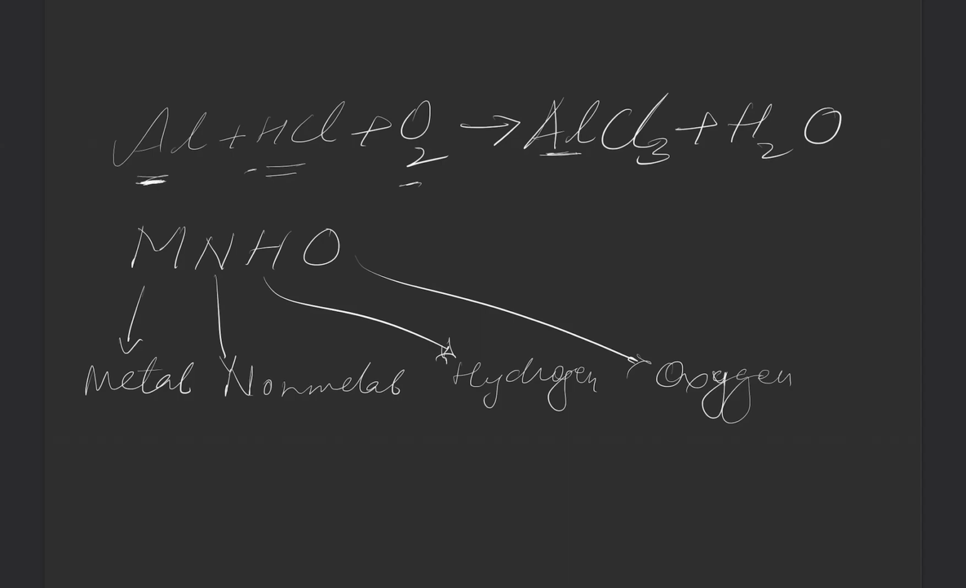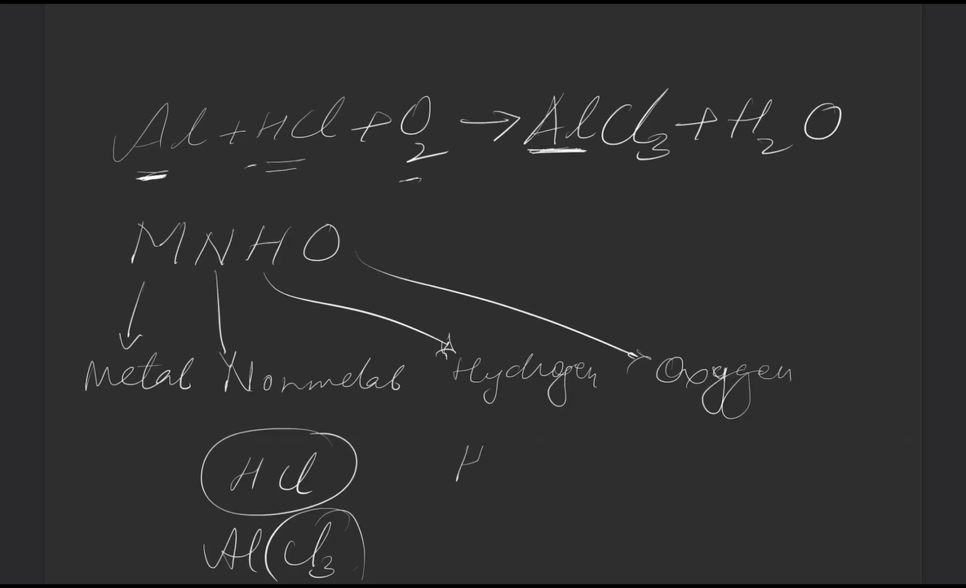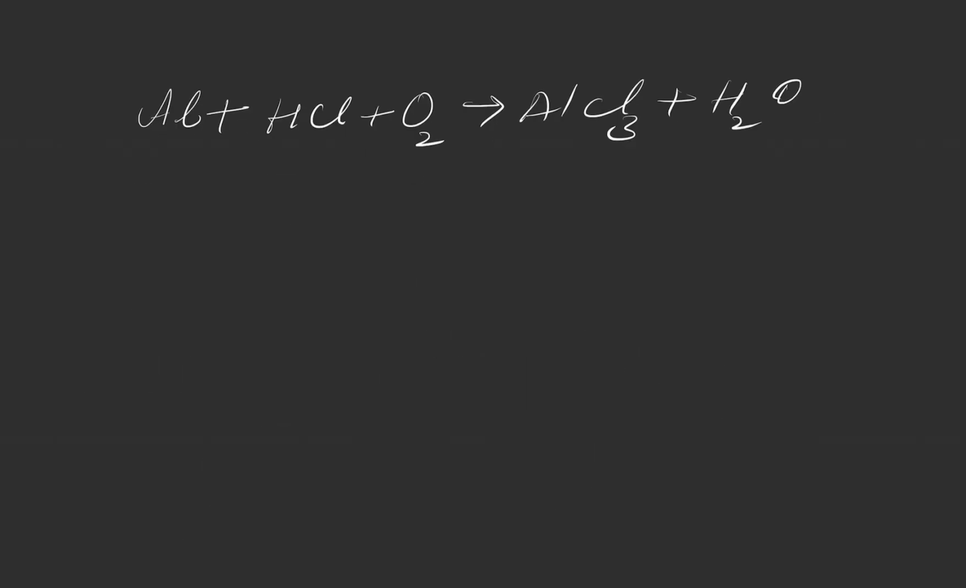Al on the left hand side, aluminium 1, and on the right hand side, aluminium 1. Chlorine is in HCl. HCl, there is chlorine. AlCl3, there is chlorine. There are two types. One is aluminium chloride, one is hydrochloric acid. Hydrogen in hydrogen chloride and hydrogen in H2O from the product. We need to balance this, this, and this. At the moment, aluminium is balanced here.